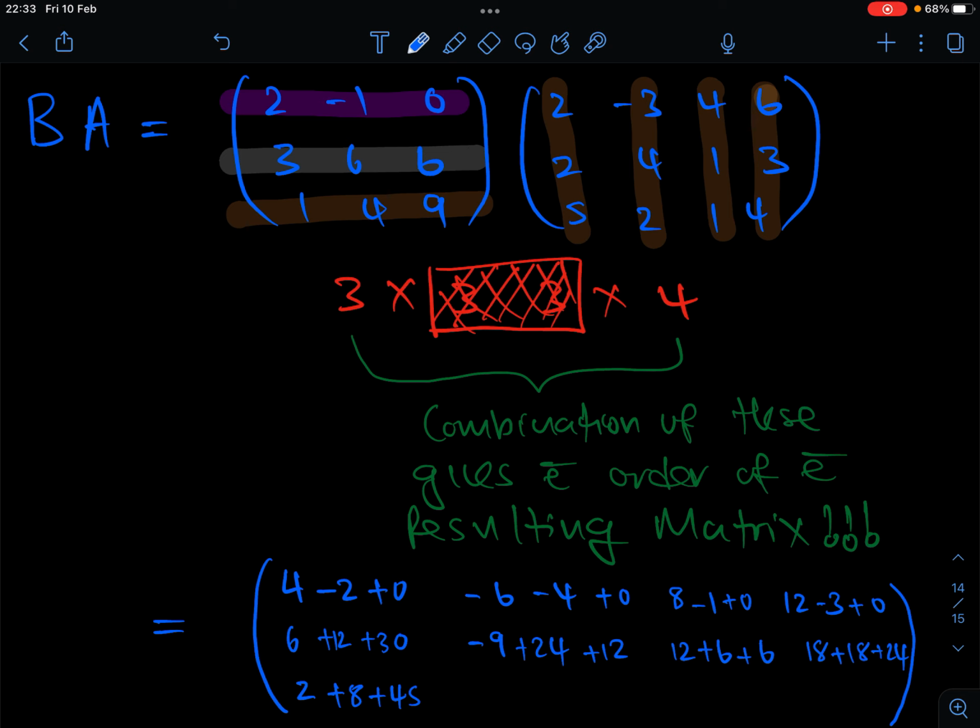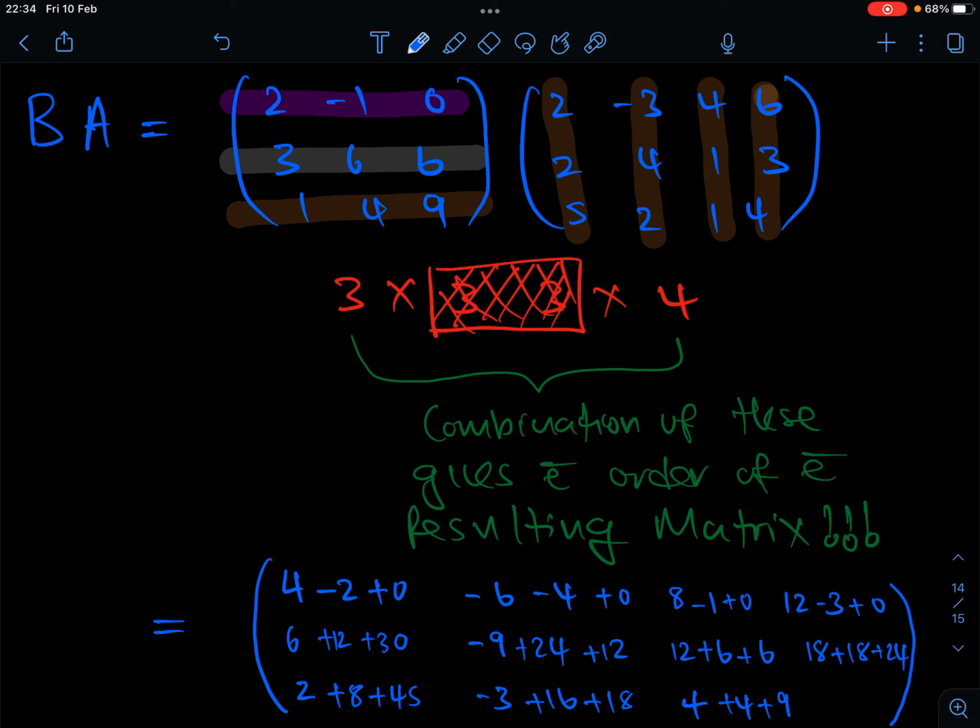Then I move on to the second column in the second matrix. I say 1 by minus 3, which gives me minus 3. Then I say 4 by 4, which gives me 16. Then I say 9 by 2, which gives me 18. Then again, I move on to the third column. So I say 1 by 4, which gives me 4. Then 4 by 1, which gives me 4. Then 9 by 1, which gives me 9.